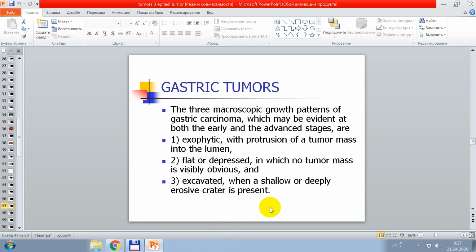The three macroscopic growth patterns of gastric carcinoma, which may be evidenced at both the early and advanced stage, are: first, exophytic, with protrusion of a tumor mass into the lumen; second, flat or depressed, in which no tumor mass is visible; and third, excavated, when a shallow or deeply erosive crater is present.